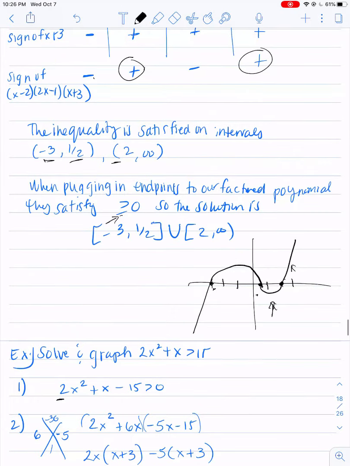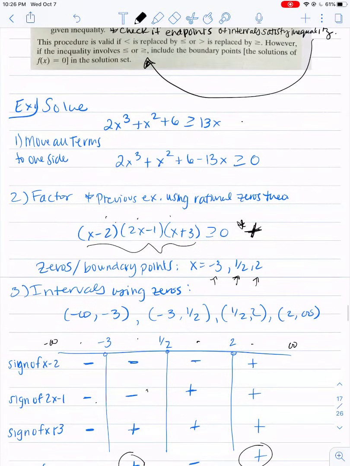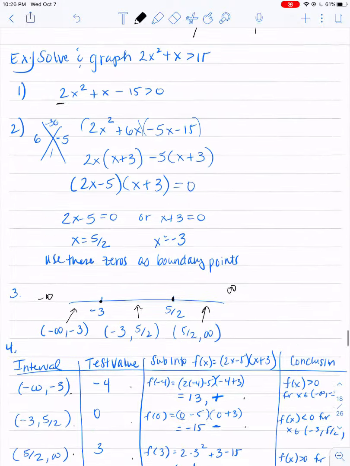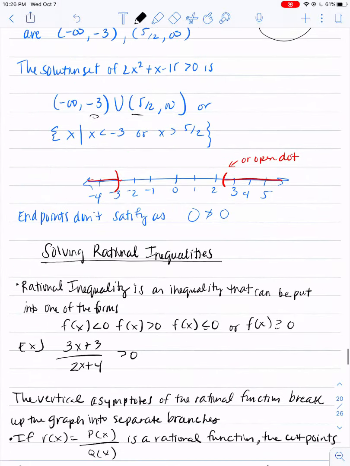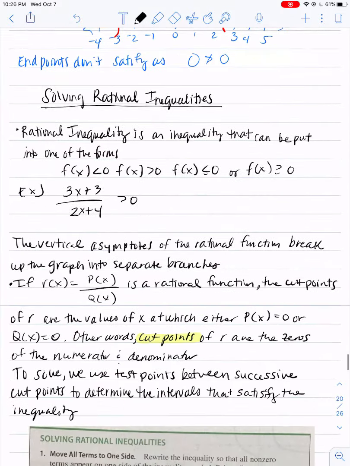And for the previous example, I just graphed the inequality. But in this example, I'm graphing the solution set. So I have negative 3, and then an open parenthesis, or we could do an open dot, and then 5/2 to infinity. So that's our solution set.